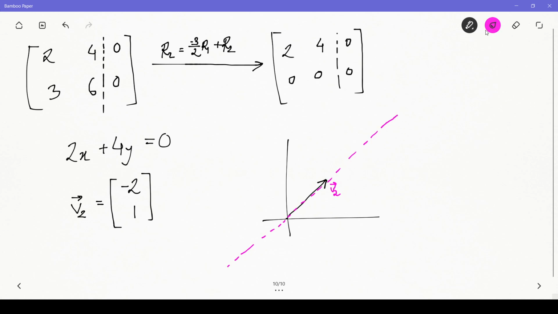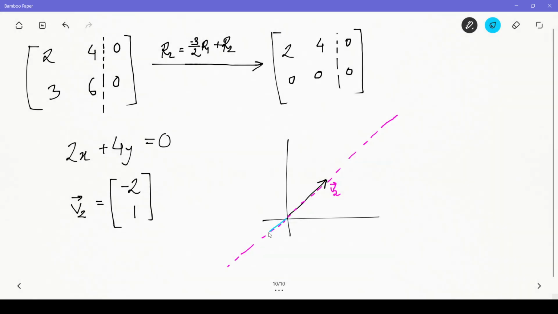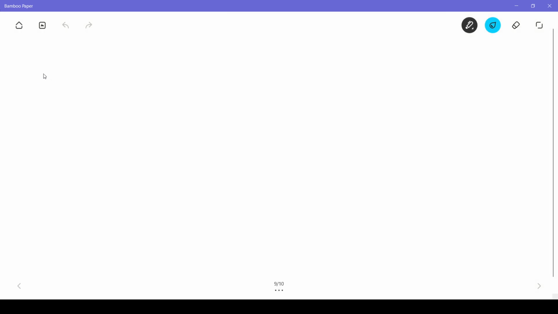And upon being transformed, the vector will obviously get flipped around, right? Yes, about the origin it would get flipped around, but the length of the vector will remain as it is. So this is my v2. Let's call it v2 prime. So this is my v2 after being transformed, after undergoing the transformation that is facilitated by my original matrix A.